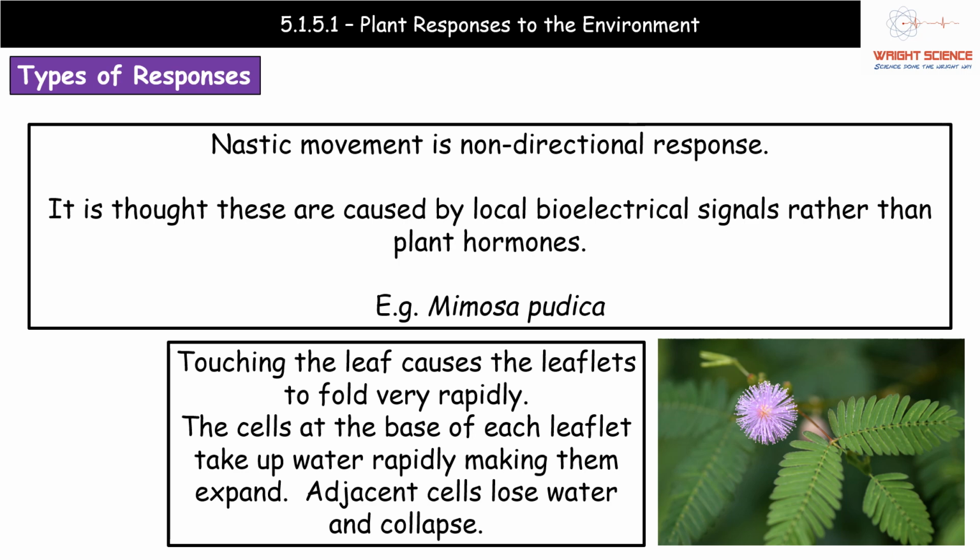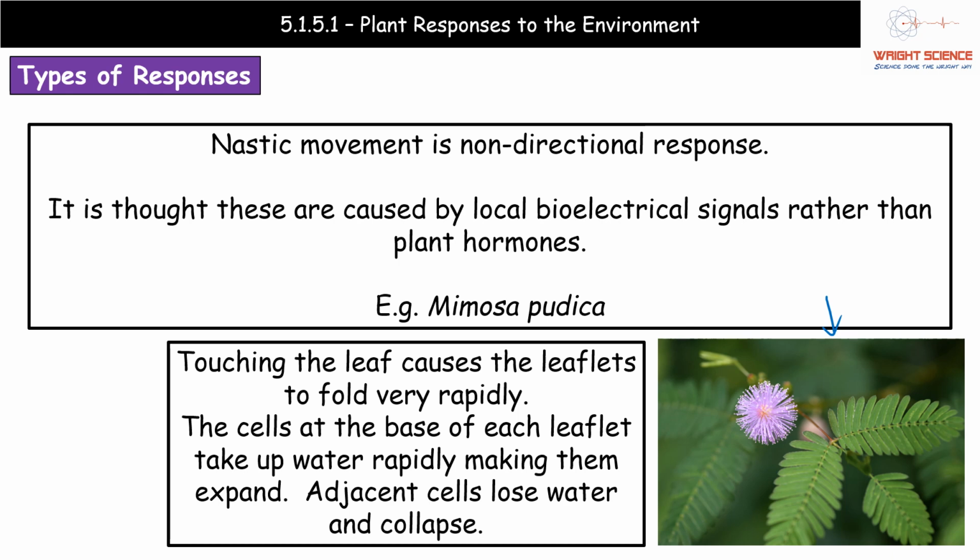We then come on to something called nastic movement, and this is a non-directional response. Nastic movement is basically where we're going to see some kind of movement in our plant in response to a bioelectrical signal, not plant hormones in this case. And the best example of where we see this is in a little plant called Mimosa pudica, shown down in the bottom corner here.